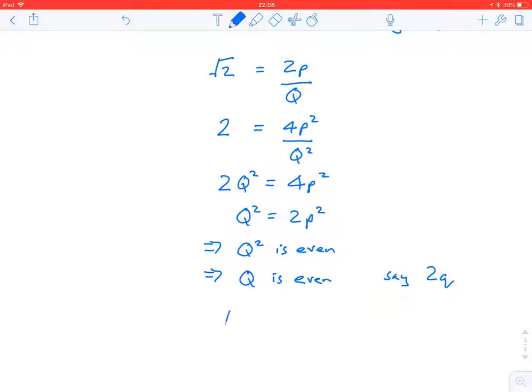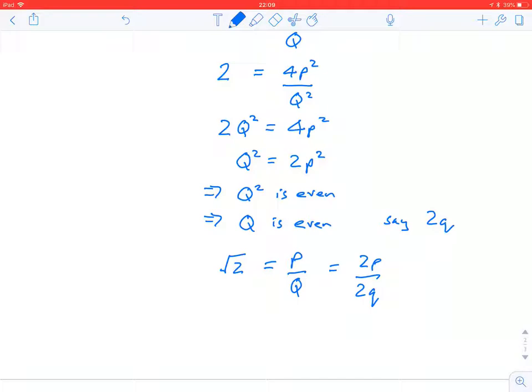Now if we go back and substitute in the original, we get root 2 is equal to p over q, where p and q were supposed to be co-prime, but we now find that that's 2 little p over 2 little q. So however far we've cancelled capital P and capital Q till they were co-prime, we suddenly find we can cancel again by 2 to get little p over little q. So this contradicts P and Q being co-prime.